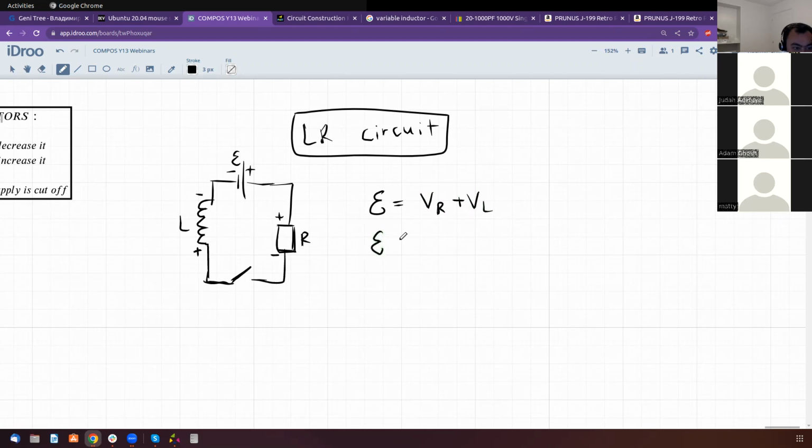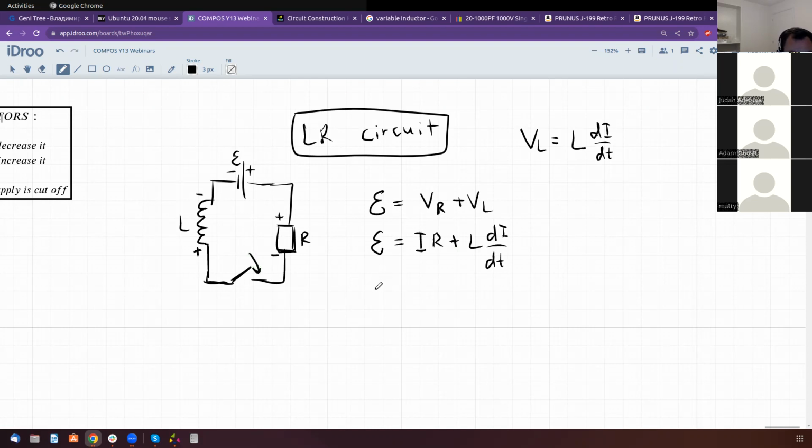EMF is equal to IR plus L di/dt. This is something you just need to know about inductors. So the voltage on the inductor is L di/dt. Now we double check for signs. So the current is increasing, so di/dt is positive. L is positive, so therefore this is positive. So the sign is correct. You can double check yourself, like, does it make sense? Now, this is from the moment we flip the switch.